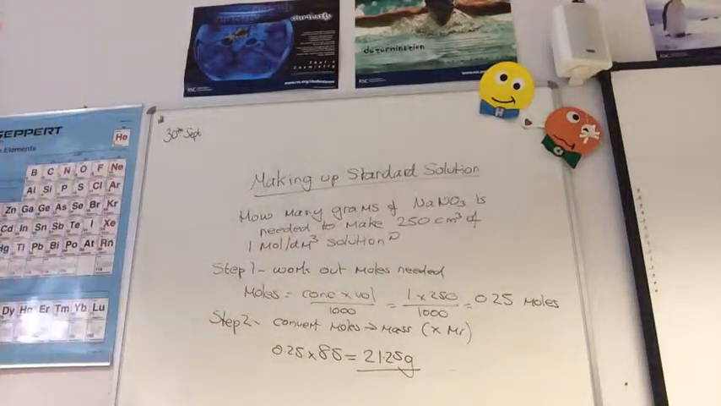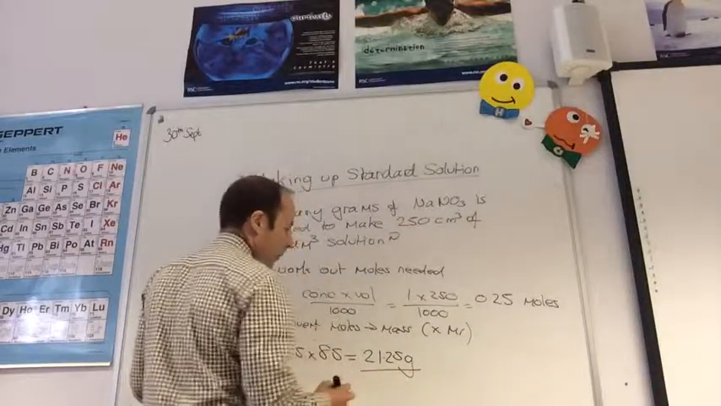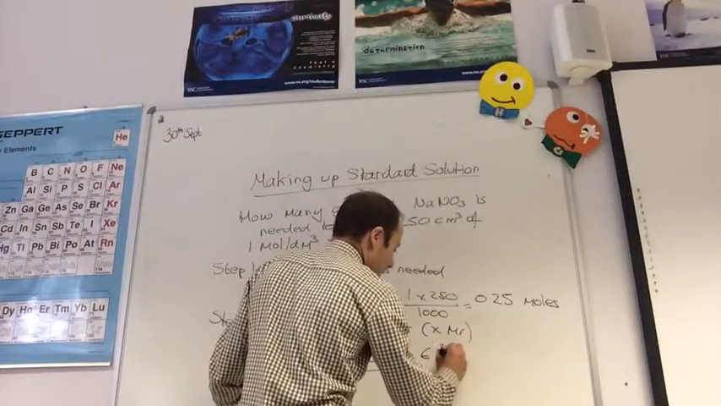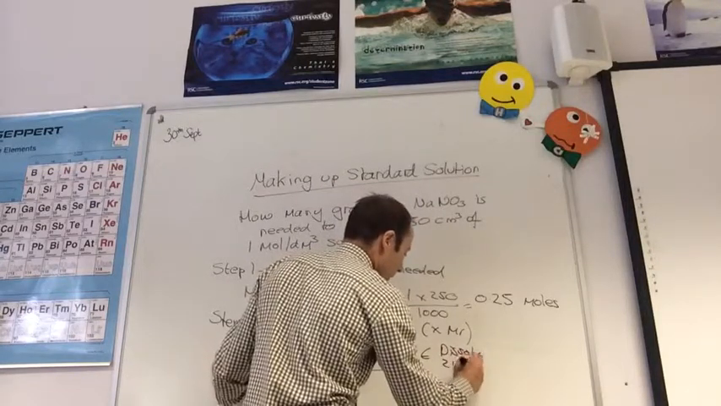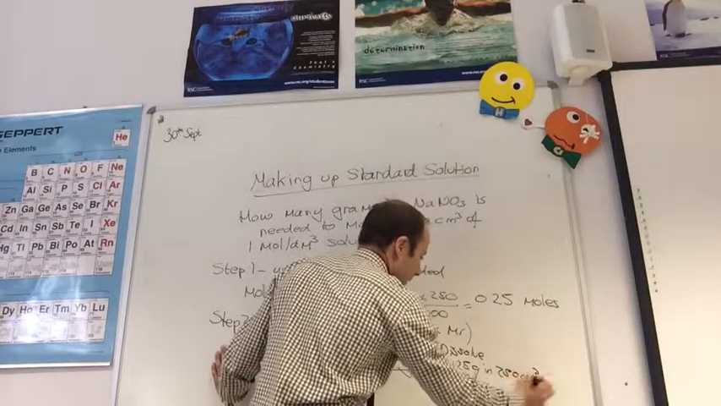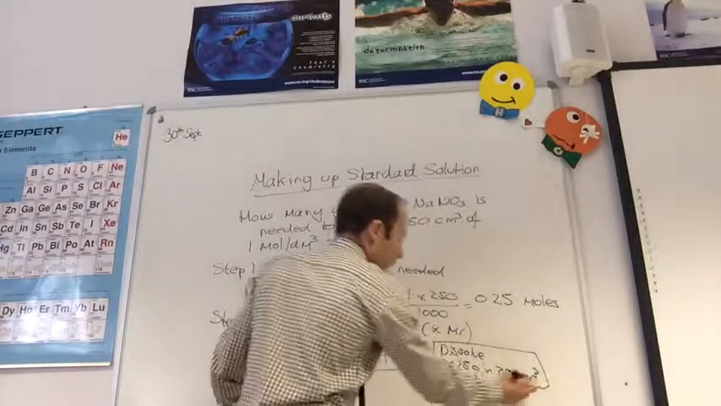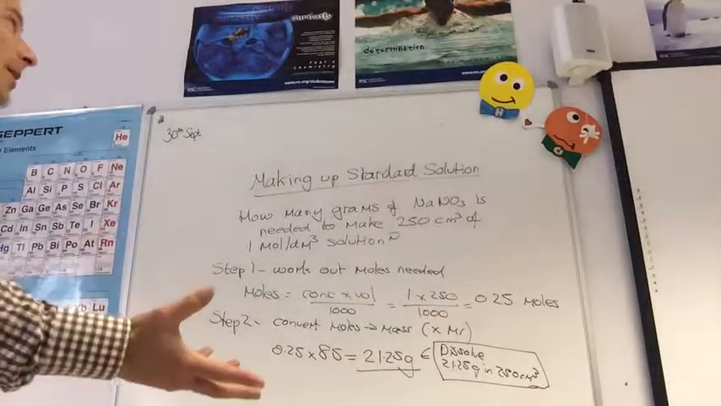So what you would do is dissolve 21.25 grams in 250 centimetres cubed. And then that will give you 1 mole per decimetre cubed, because I don't always want to make 1 decimetre cubed of everything.